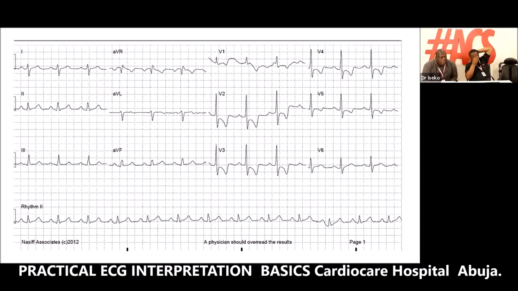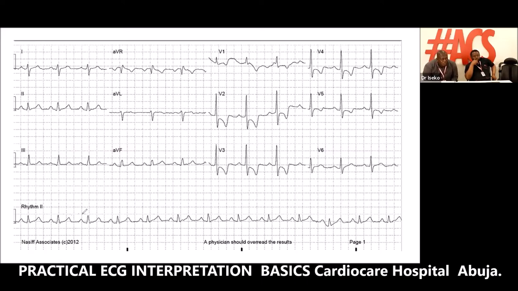Looking at the rates, is the rate normal? What's the rate here? How many boxes in between? The RR interval, 4. So 1, 2, 3, 4. So 300 divided by 4 is what? 75. So we know the rate. The rate is fine. So let's look at the axis.